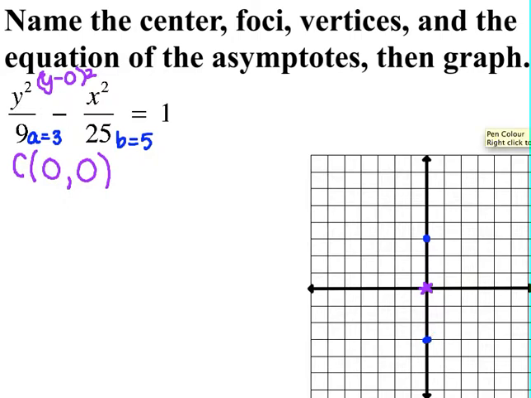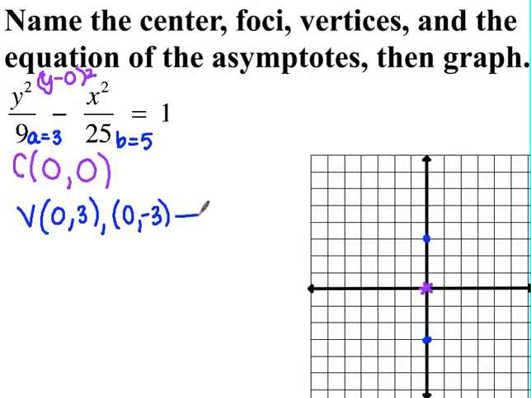The foci go with what letter? C. Okay. And from the previous slide, I forgot to write the vertices. So the vertices are located at 0, 3, and 0, -3. Now if you wanted to, you could write these together as 0 plus and minus 3, but you don't have to. Okay. So then now we got to find the foci. The foci are located at c squared equals a squared plus b squared.